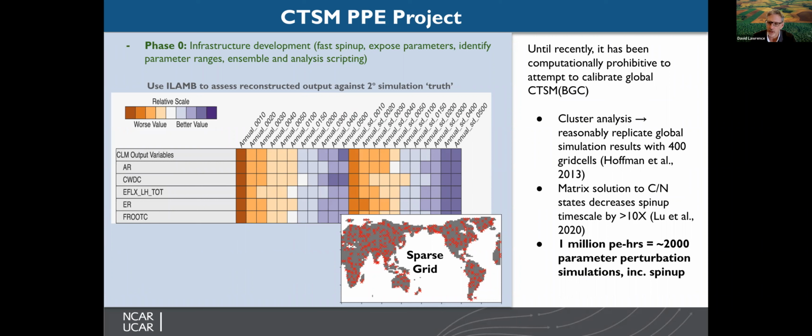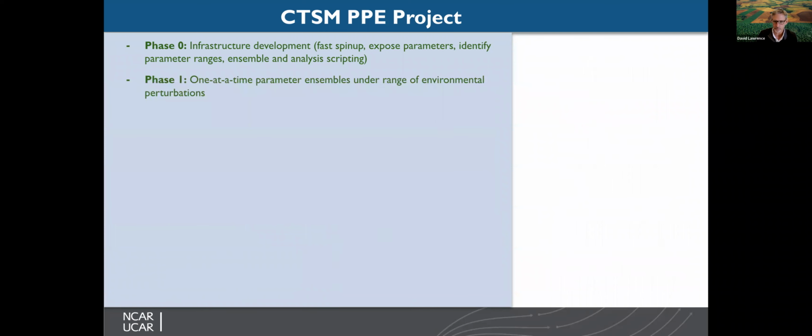And combining these two together, we get greater than 100x speed up, actually closer to 200x speed up in the model, so that we can actually then think about practically running a large number of parameter perturbation experiments. And so with about 1 million core hours, we can run 2,000 experiments. That includes the full 150 years of spin-up that you need, and then 10 to 20 or 30 years of analysis period information. So that kind of got us to the point where we could do this.